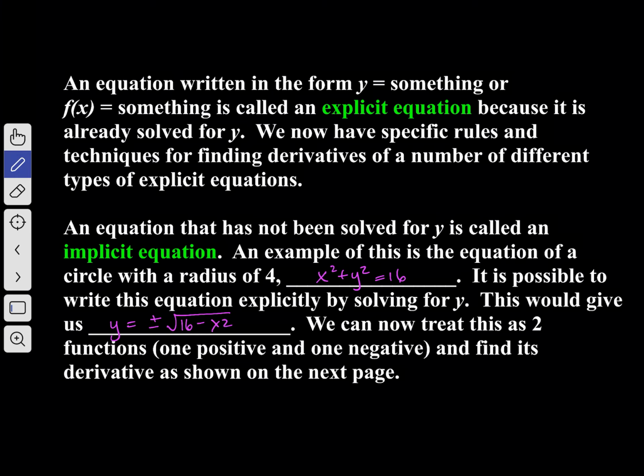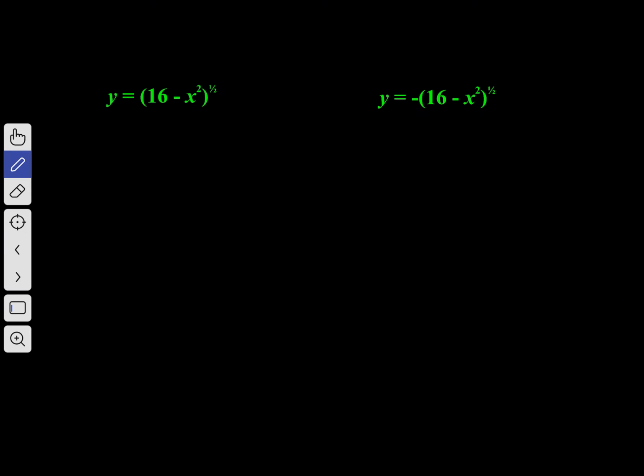Now we treat this as two separate functions, one positive and one negative. Let's take the derivative of each of those. Now I've written it with a rational exponent instead of the square root, and let's just employ the power rule and the chain rule. So y prime is equal to half times 16 minus x squared, the inside, and if I subtract 1 from the 1/2, or subtract 2 halves from 1/2, that gives me negative 1/2 times the chain, so that would give me negative 2x.